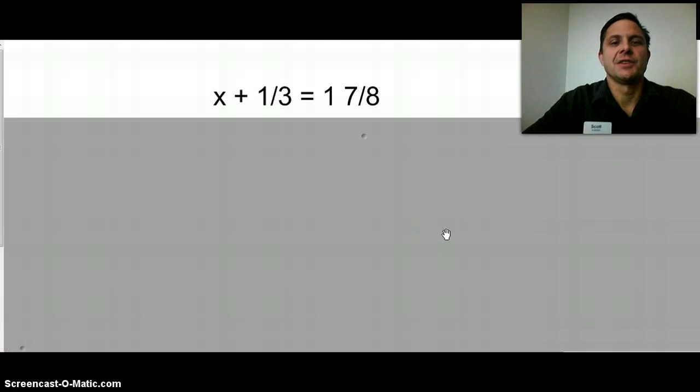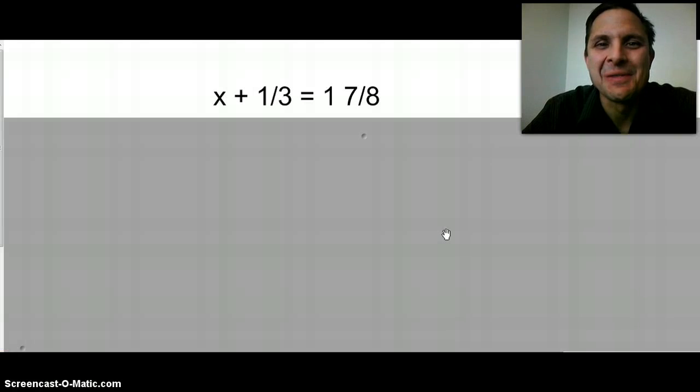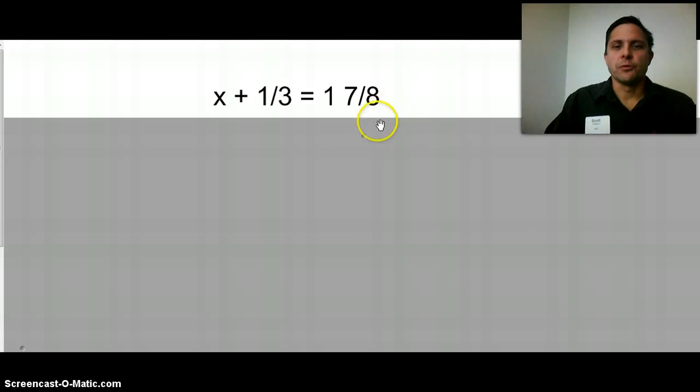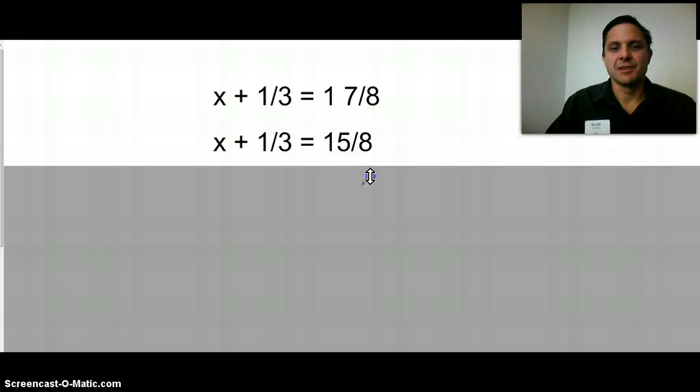Guessing and checking works great until you get this problem. Fractions, our favorite thing. So again, I'm going to work through the process here. First thing I'm going to do is get from mixed numbers to improper. I do not care for mixed numbers. So here's an improper fraction.